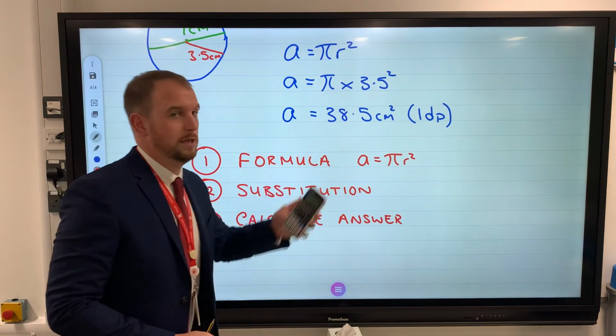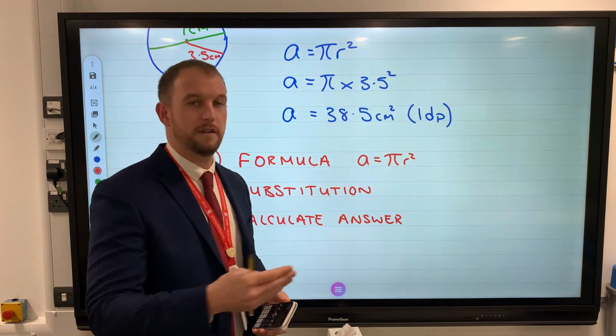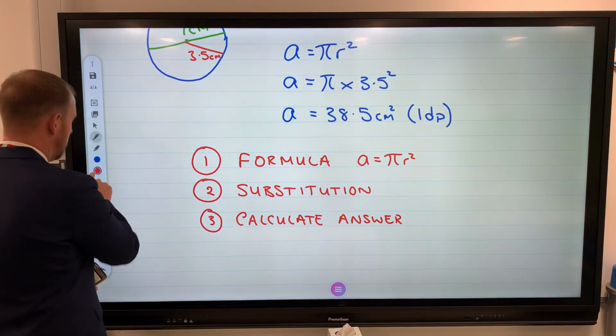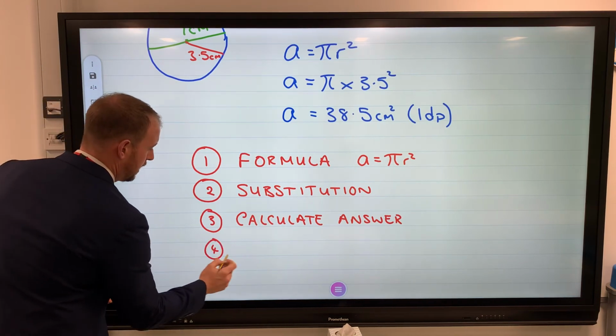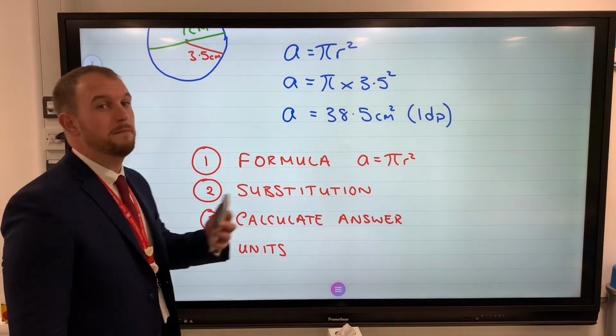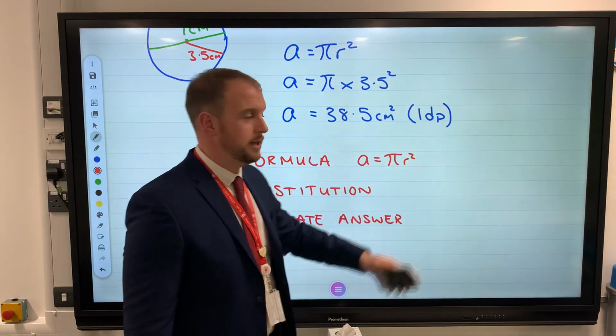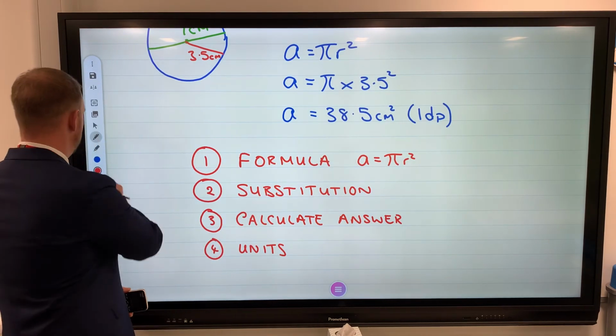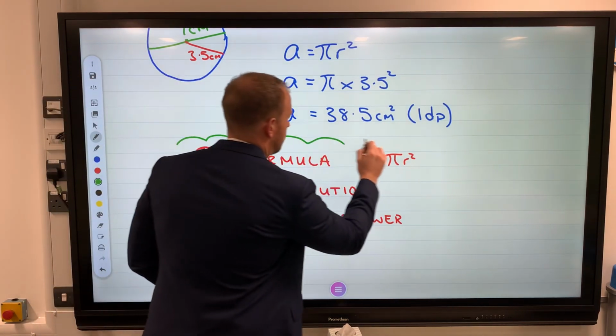It might be 1 decimal place. It might be 3 significant figures. It might be 2 decimal places. So be careful. And the last thing is to include your units or your units of measurement, which would be the centimetre squared. Formula, substitution, answer, units, and you won't go far wrong.